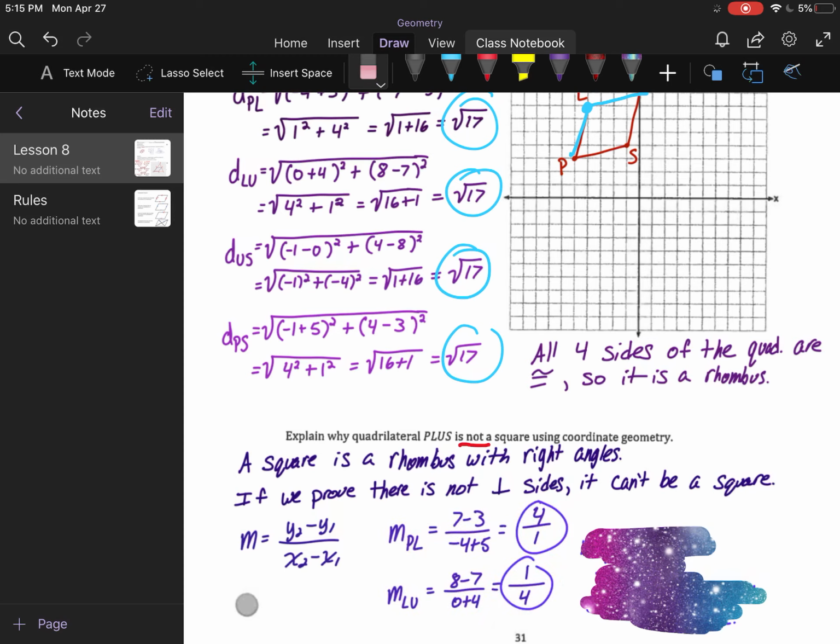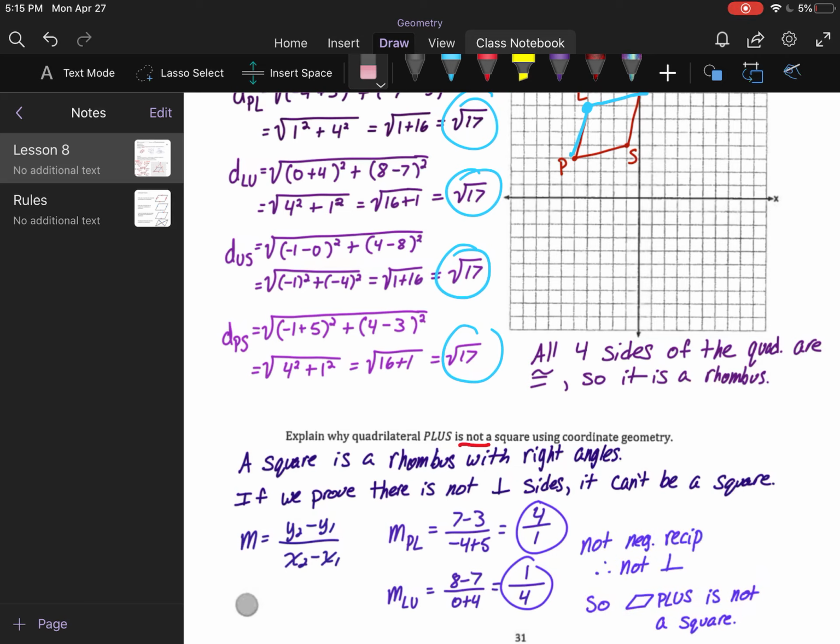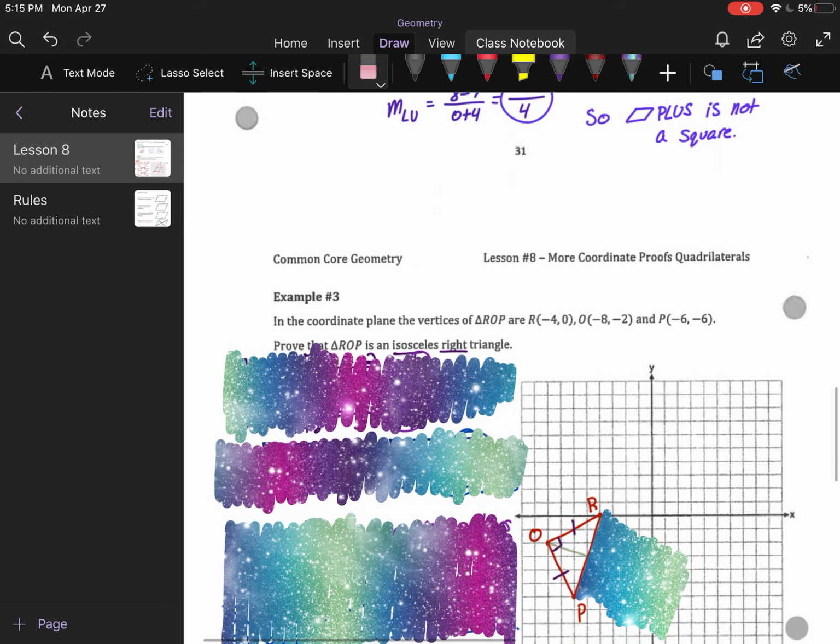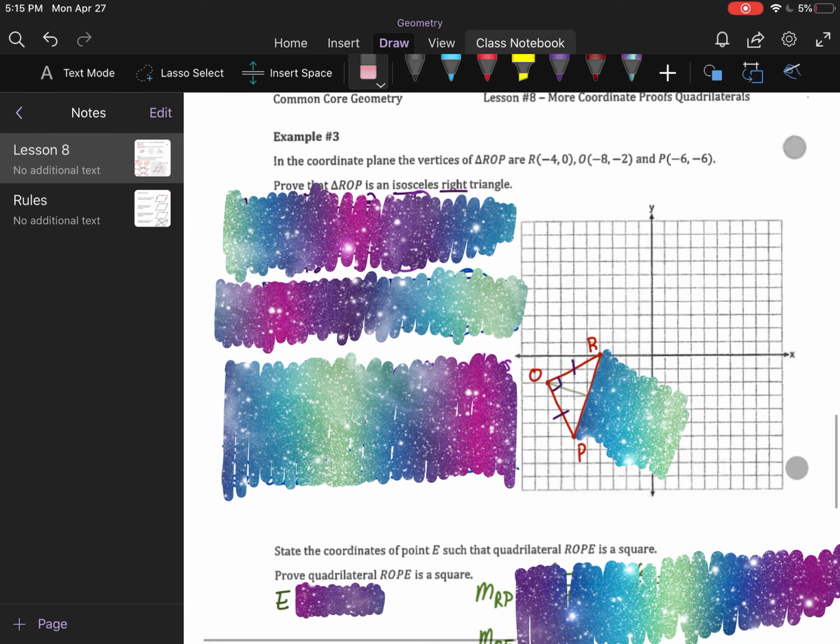Okay, so when you do that, you're going to get 4 and 1/4. And those are reciprocals, but they're not negative reciprocals. So that means it is not a square. Okay, if you had 4/1 and negative 4/1, then it would be negative reciprocals, and then it would be a square. But since they're both positive, then it cannot be a right angle.